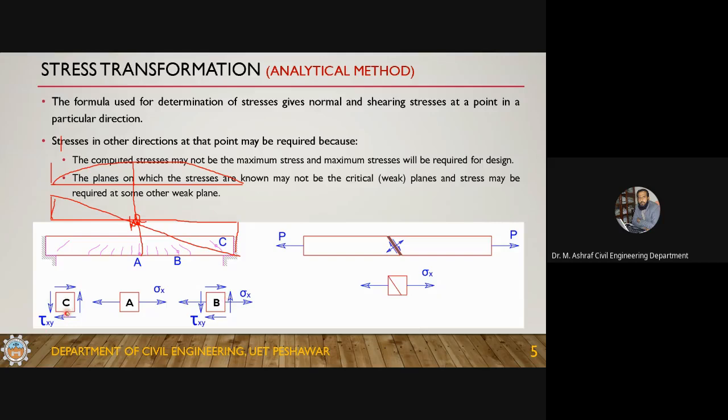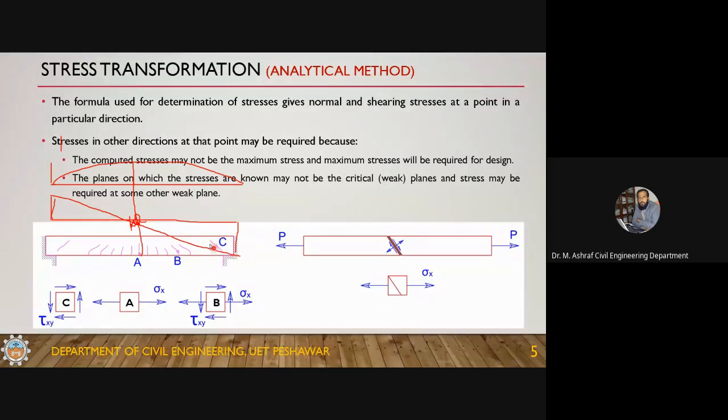The next is point number C, and here you can see a very clear inclined crack. At this point C, at the support, the bending moment is zero, and the shear is maximum at the support. There is no bending moment at the support. So this is zero, and the shear is maximum. So at point C there is no axial stress, and only shear stresses are acting.